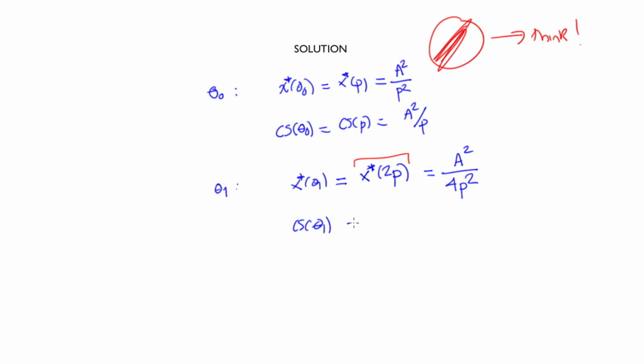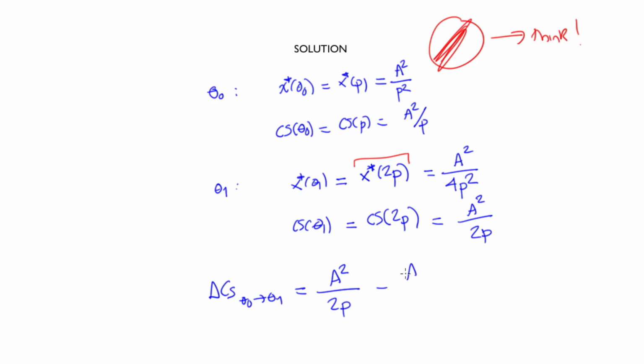And similarly, the consumer surplus at theta 1, using the same trick, is going to be the consumer surplus that we had before without tax, but with a doubling of the price. And that is just going to be equal, substituting the formula, to A squared divided by 2P. Now, given this, what is the change in consumer surplus from theta 0 to theta 1? Well, it's just the difference between this consumer surplus and that consumer surplus, which is A squared divided by 2P minus A squared divided by P. And this is just equal, doing the algebra, to minus A squared divided by 2P.